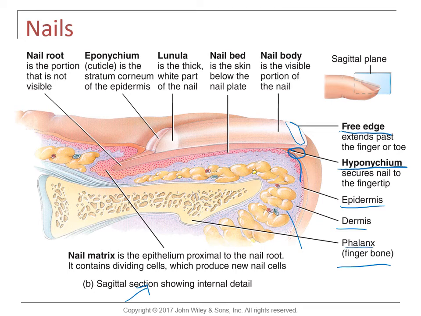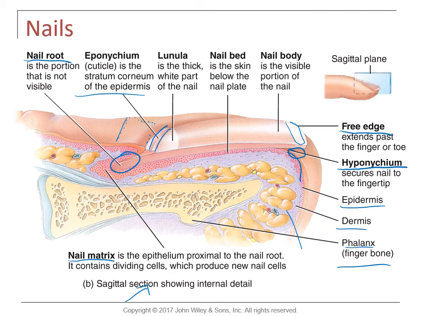And then here we have the nail matrix. This is the epithelium proximal to the nail root. It contains dividing cells, which produce new nail cells. So speaking of the nail root, remember we saw it in the previous figure. It was here, but we couldn't see it because it was covered by the skin. Here we have the nail root, the portion that is not visible. Here we have the cuticle, or the aponychium, which is the stratum corneum of the epidermis.